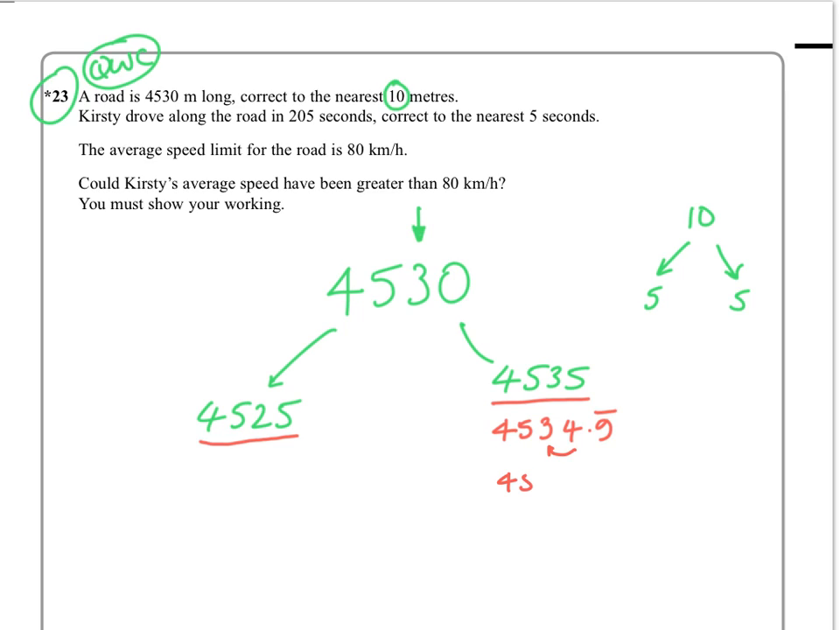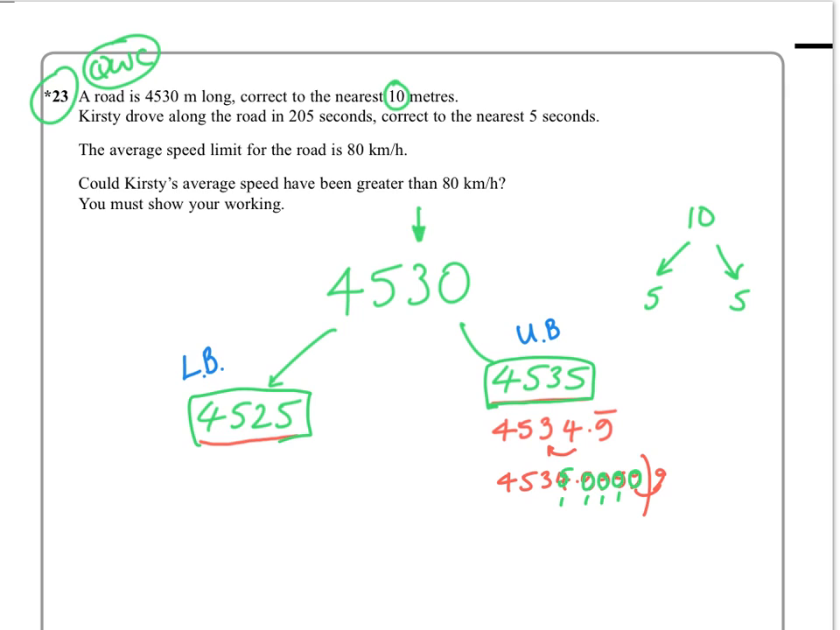But if you looked at 4,534.9 recurring, wherever you stop rounding your 9s, say here, this 9 here would make this a 10, and you can't fit the 10 in, so you'd carry, and you'd keep going. So 4,534.9 recurring is as good as 4,535, and that is why it is permissible to say that. So we've got here the lower bound, and here the upper bound of the road length.